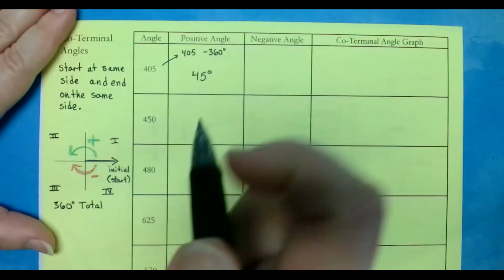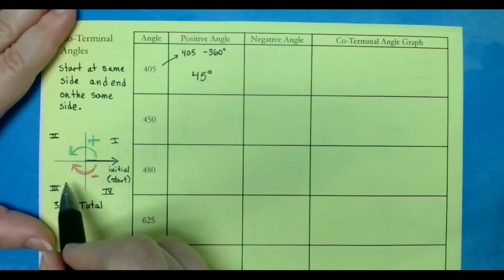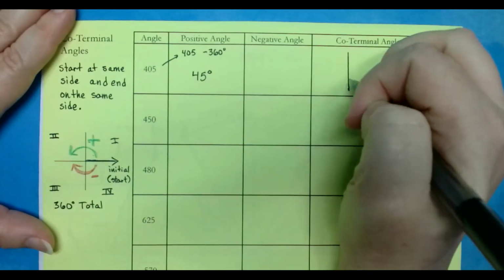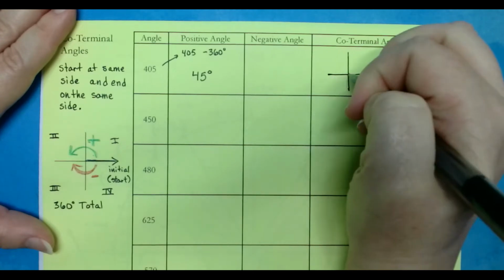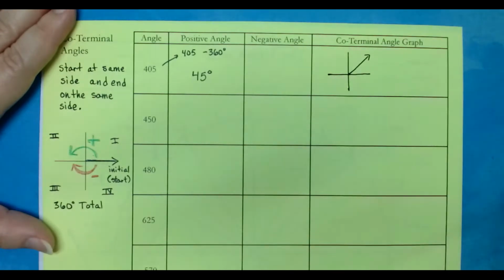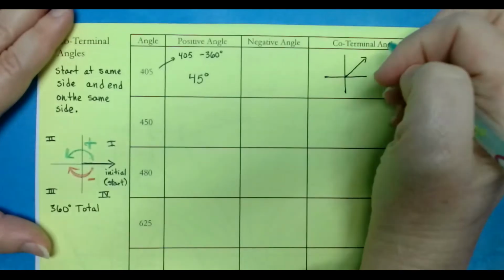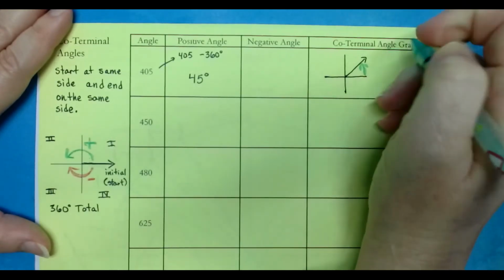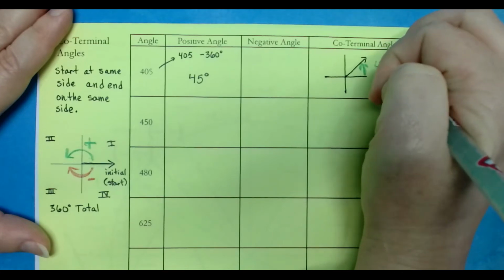So which quadrant is 45 degrees in? That's quadrant 1. So if I came over here and drew my graph, then I would have a positive angle of 45 degrees.